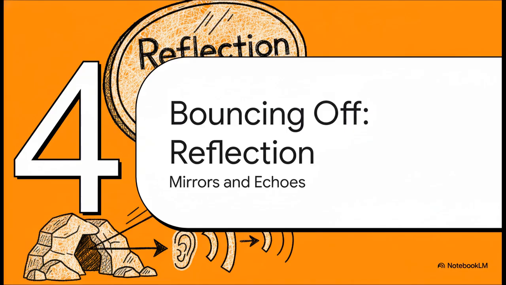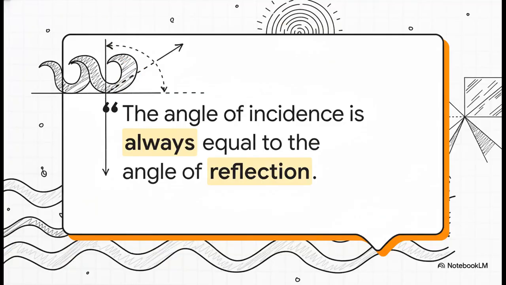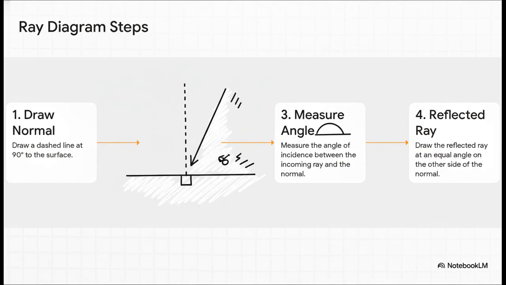I mean, this is the phenomenon behind everything from seeing your face in the mirror to hearing an echo bounce back at you in a canyon. And you know what? The physics that governs all of this is based on one beautifully simple rule. The angle that a wave comes in at, that's the angle of incidence, is always equal to the angle it bounces off at, the angle of reflection. Every time. And we can actually map this path out with a super simple drawing called a ray diagram.